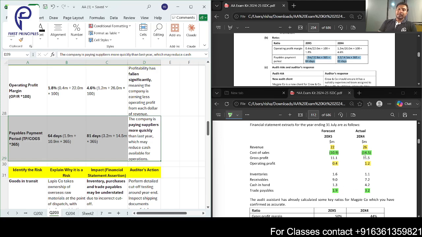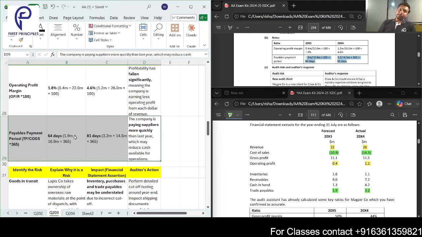Second, you can say that the cost of sales has reduced for the company. They have started getting some cheaper raw materials. Or together, you can say that as a whole the ratio has gone down. That might imply that the suppliers are getting paid earlier, and for the company it's good. Don't bring revenue into payables.